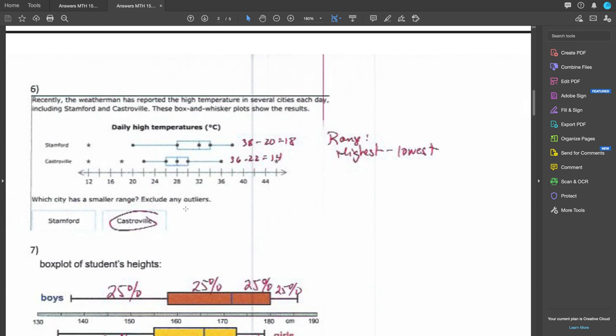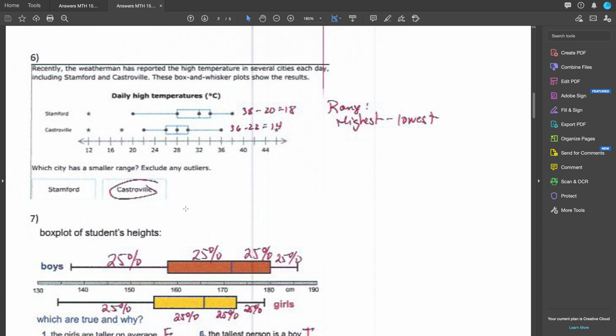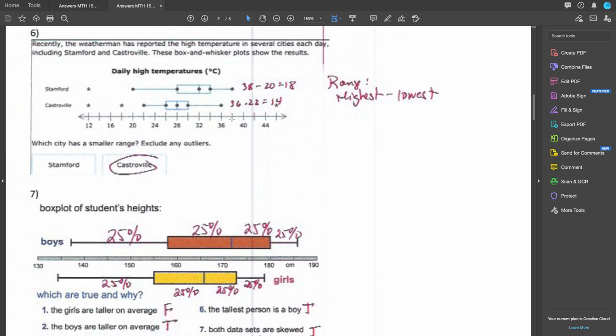Okay, next one. A weatherman has a box plot for high temperatures in Stanford and Castroville. Which city has a smaller range? The range is from highest to lowest. They say to exclude any outliers, so we're not worried about that. The smaller range is the bottom graph because it's going from 36 to 22, which is a total range of 14, whereas the top one has a range of 18, so it's Castroville.